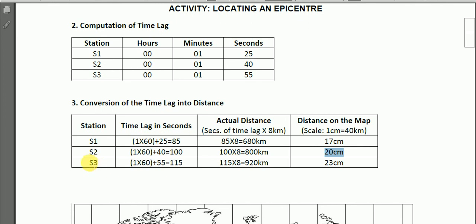Likewise for seismic station 3, again we have to find the time lag in seconds. That is 1 into 60 plus 55 seconds, so we have got 115 seconds. Then we have to calculate the actual distance on the ground. That is 115 seconds multiplied by 8 kilometers, that is 920 kilometers, divided by 40 kilometers. So we have got 23 centimeters. This is the distance on the map. So in this way we have to find the distance on the map.